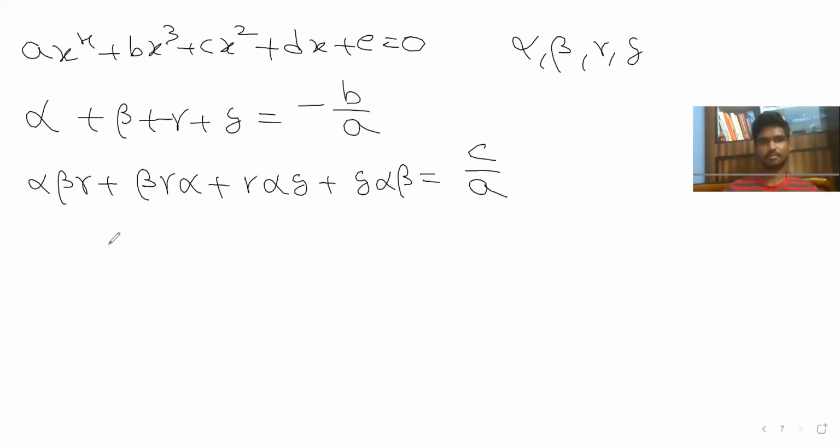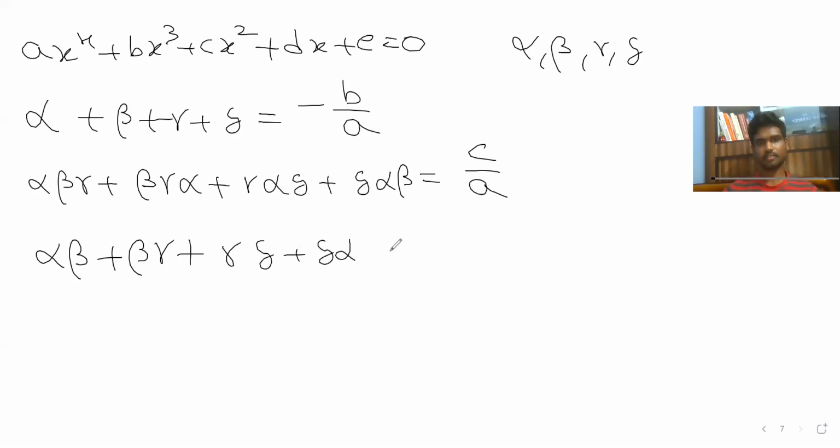Next, alpha beta plus beta gamma plus gamma delta plus delta alpha. What is the value for this? It is minus d by a. See, you are forgetting the minus sign. Minus d by a.